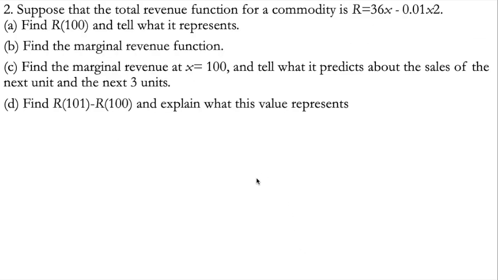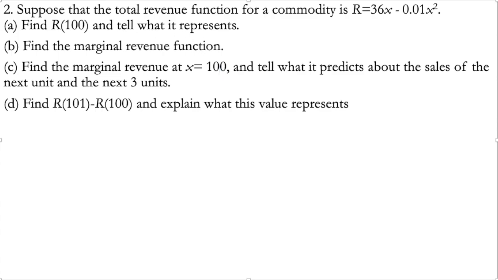But we still have question number 2 for quiz number 5. Suppose that the total revenue function for a commodity is R equals 36x minus 0.01 x squared. Sorry, this one should be squared. Let me change it to squared. Okay, so find the revenue when quantity x is 100 and tell what it represents.